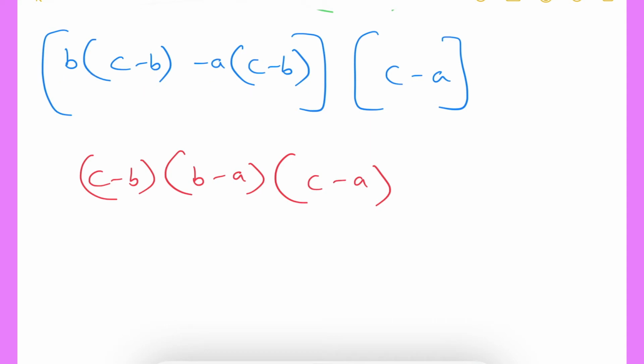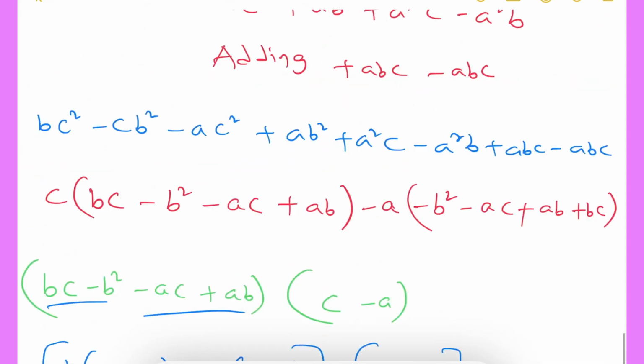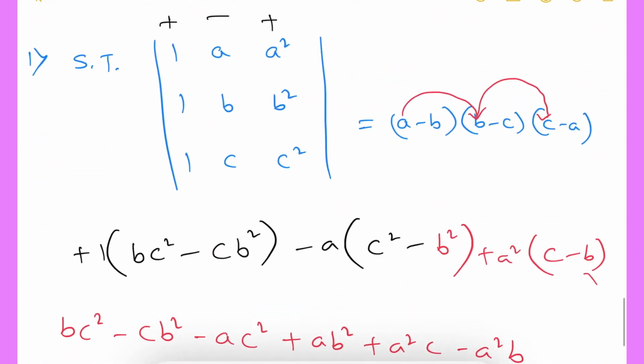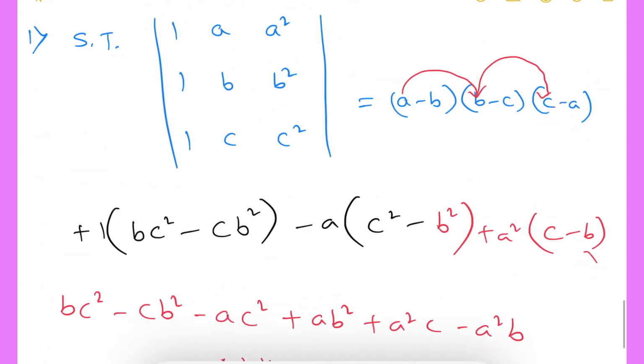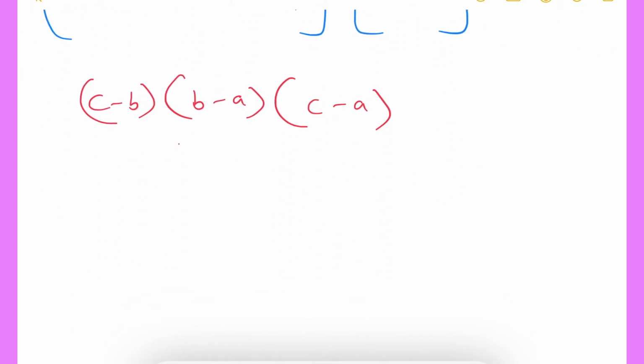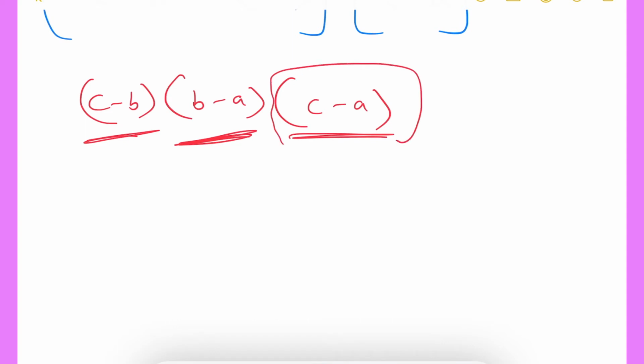Next, what is asked to show in the RHS? The RHS asks to show that (a minus b)(b minus c)(c minus a). But here we have b minus a, and b minus c, but we have c minus b, into c minus a. So only this last part is correct, whereas the first two are different.